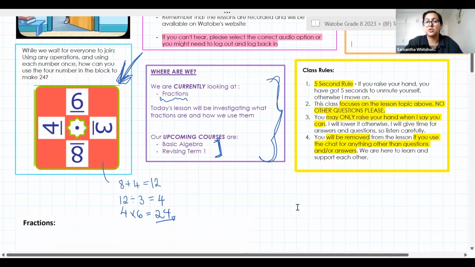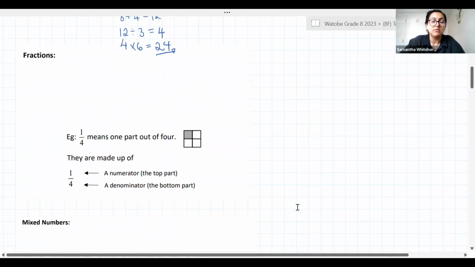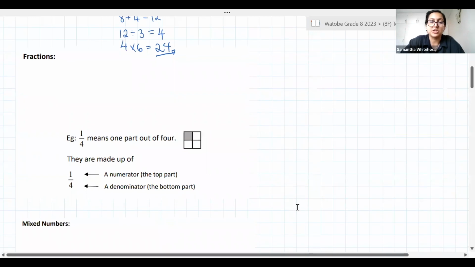So guys, let's get the show on the road. Basically, we are going to look today at what fractions are.